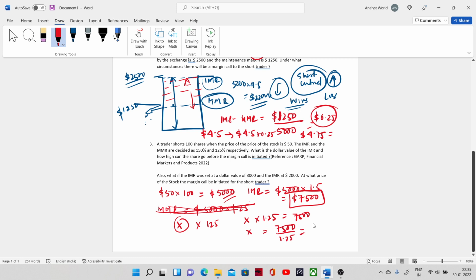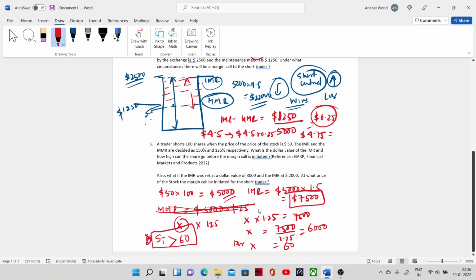And if you do this math, the X value comes out to be 6,000. So that would mean that for 100 shares, on a per share basis, the price is basically 60. If the stock price at any given point in time crosses beyond 60, there will be a margin call.